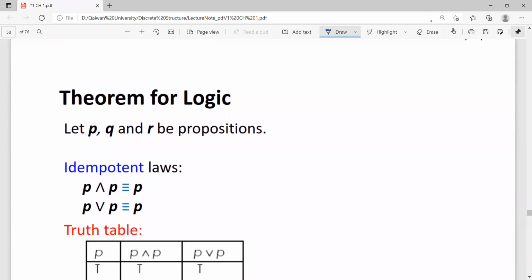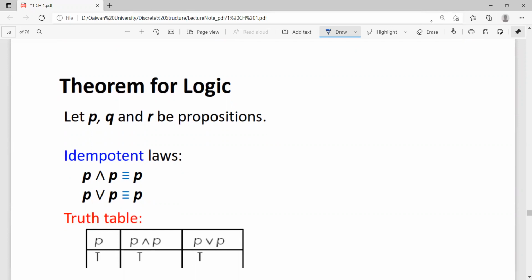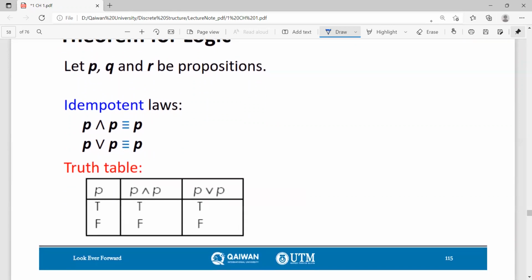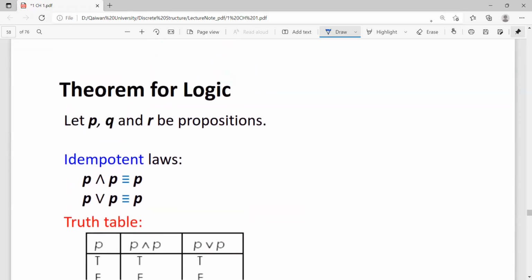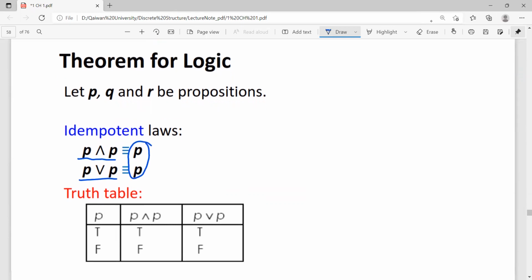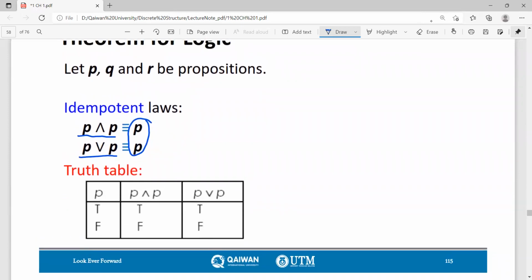Now we have some theorems for logic, or some operations for logic. Here you have idempotent. Idempotent means combining a set with itself. Look, P and P, P or P. In both cases, we get P.